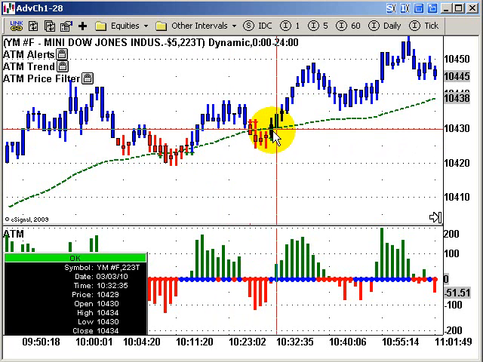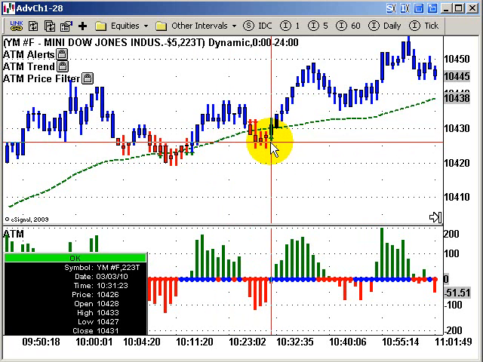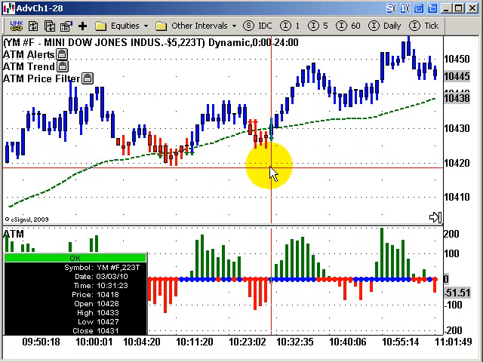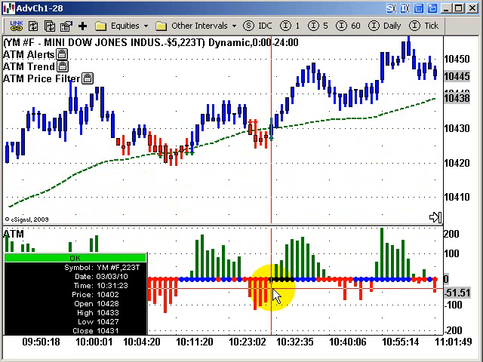Again, we're with the trend. Okay, so we could go long this first bar, but we're going to look at the ATM, and you see the ATM is blue, but you've got some negative momentum or red, a little bit of a red bar. So we're going to wait the second bar in this.